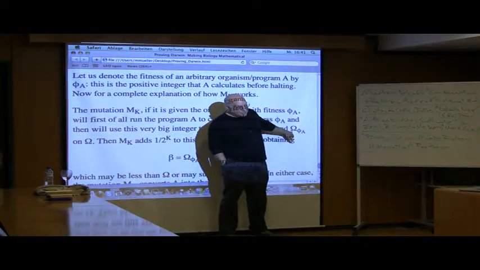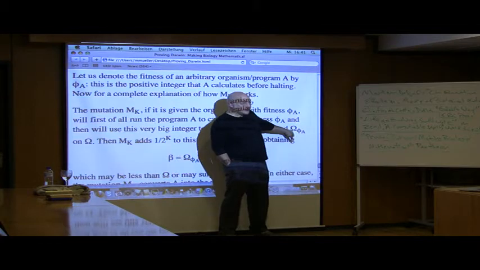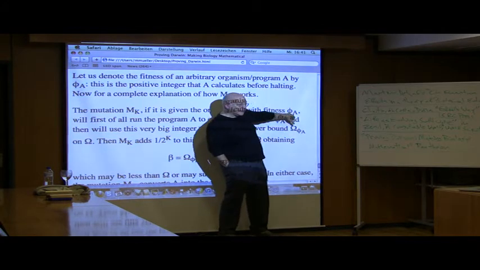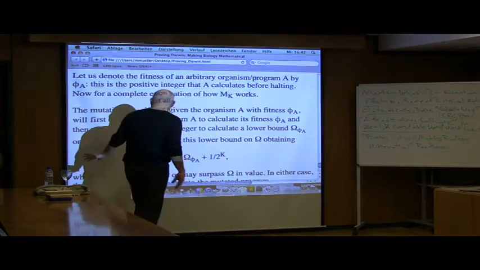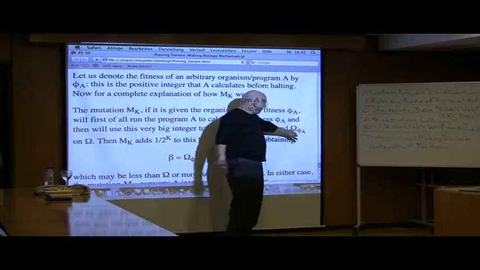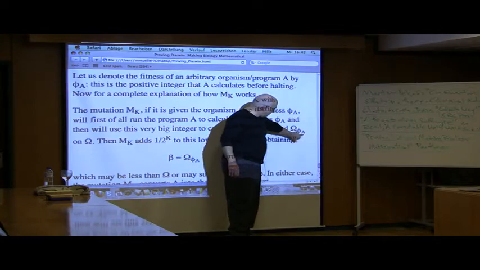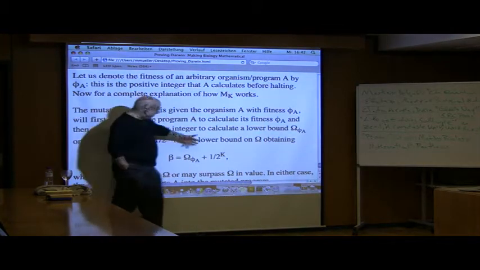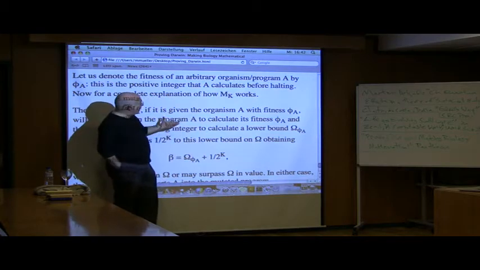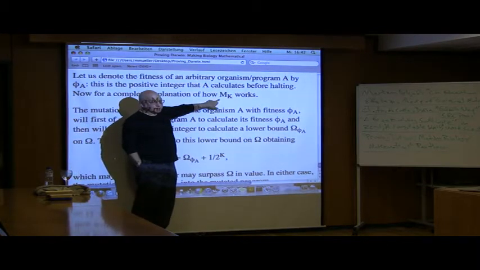up to that size and running them for up to that time to get a lower bound on the halting probability. This is an enormous calculation because this is going to be a very big number. Okay? This is a very sophisticated mutation. So once it got this very good lower bound on the halting probability, starting with the previous organism, what it does is it adds 1 over 2 to the k to it.